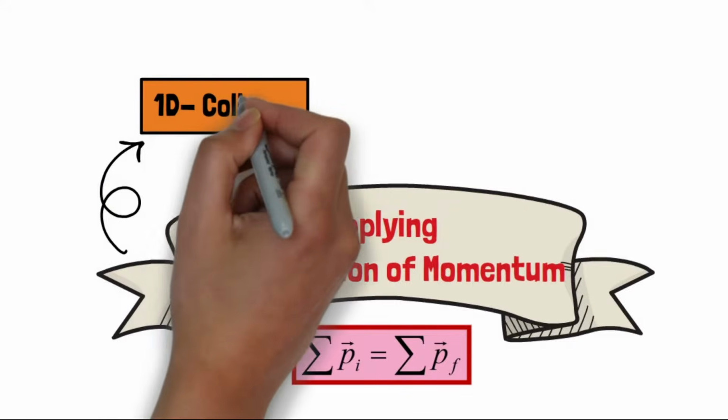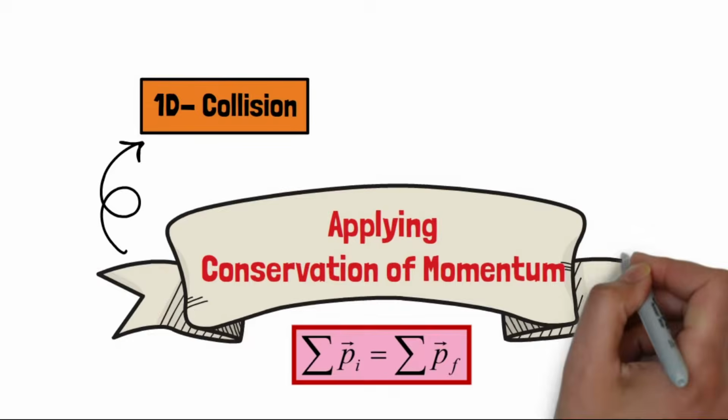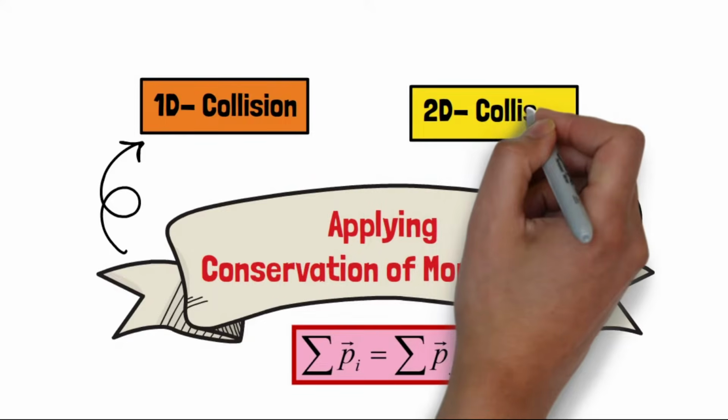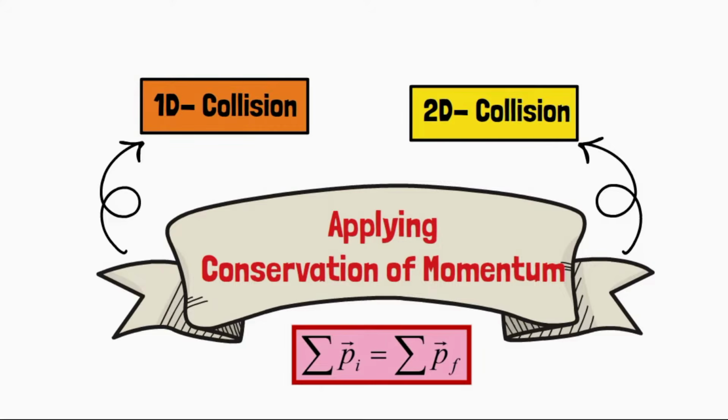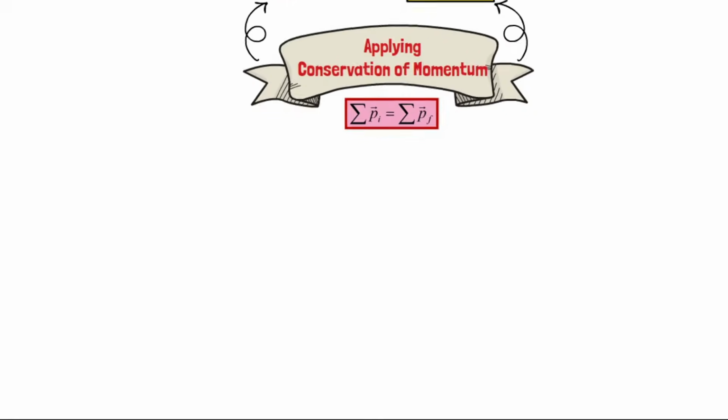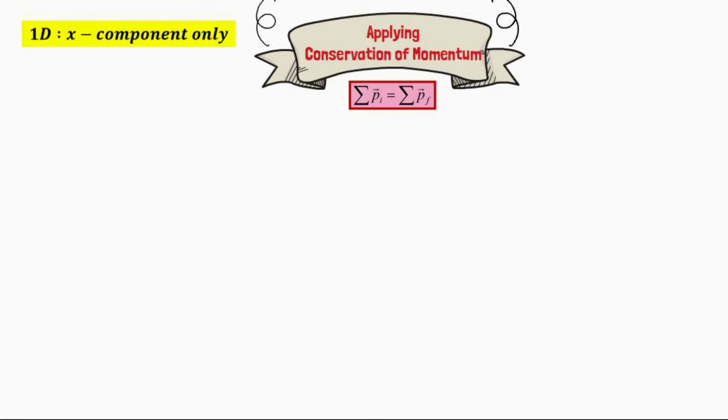Okey, jadi sekarang kita akan tengok bagaimana kita nak apply conservation of momentum dalam dua situasi, iaitu one-dimensional collision dan yang kedua adalah 2D collision, iaitu two-dimensional collision. Okey, jadi apa yang dimaksudkan dengan 1D collision? 1D collision means that before and after collision, the object is moving only in X component. Okey, tiada Y component, tiada angle. Before and after, hanya ada X component sahaja.